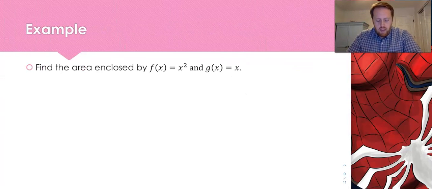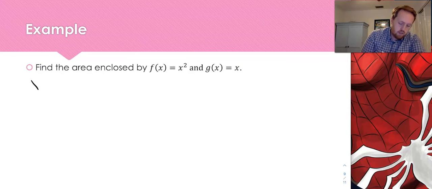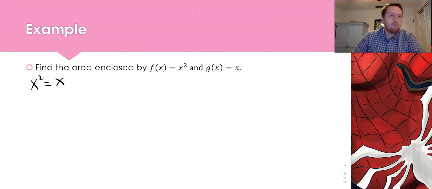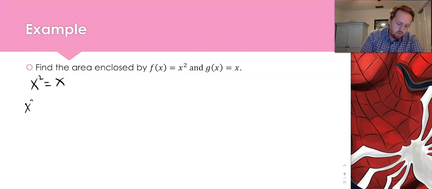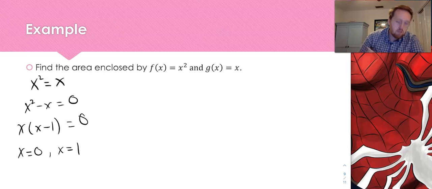Find the area enclosed by x squared and x. So I'm going to set those two equal. Do not try to take the square root. Don't divide by a variable. You've got a quadratic term, and you've got a linear term, right? Power of 1 on that side. You got to move it all over. And then factor. I get x equals 0, x equals 1. Those are my bounds. So now I have the bounds of the integral.